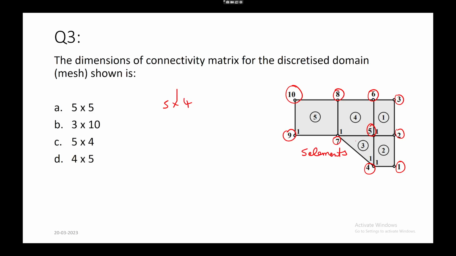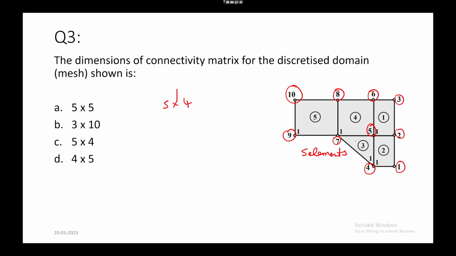So this is number 1, number 2, number 3, number 4 and number 5. So 5 elements, and this 4 corresponds to the maximum number of nodes in any element, right? In this there are 4 nodes, in this there are 4 nodes, in this there are 3 nodes, in this element there are 4 nodes, and in this element also there are 4 nodes. So the maximum possible is 4. So the answer should be 5 cross 4, correct? Yes, you are right, the answer is 5 cross 4.